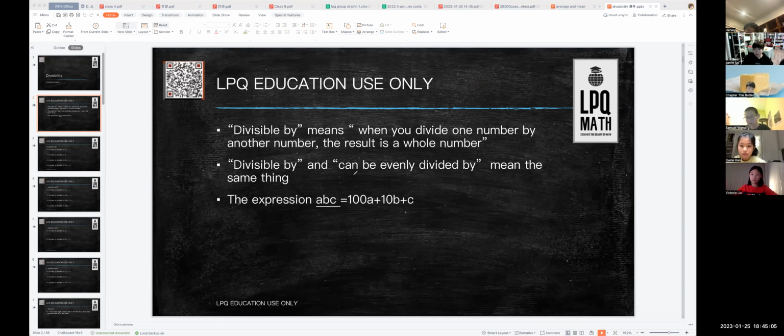Sometimes a sentence can be interpreted in different ways. Okay, everybody, let's take a look at this one. We have A, B, and C. So ABC equals what? It equals 100A plus 10B plus C.